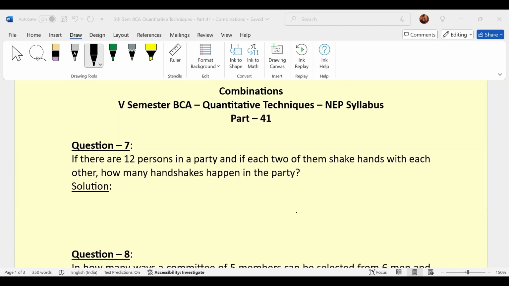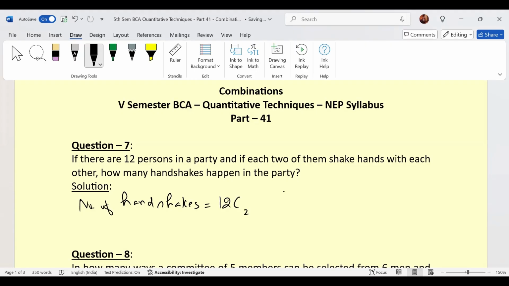If there are 12 persons in a party and each two of them shake hands with each other, how many handshakes happen in the party? For one handshake, you need two people and there are totally 12 people. So the number of handshakes will be 12C2, which is 12 into 11 by 2. That will give you 6 into 11, 66. So that is the solution for this question.